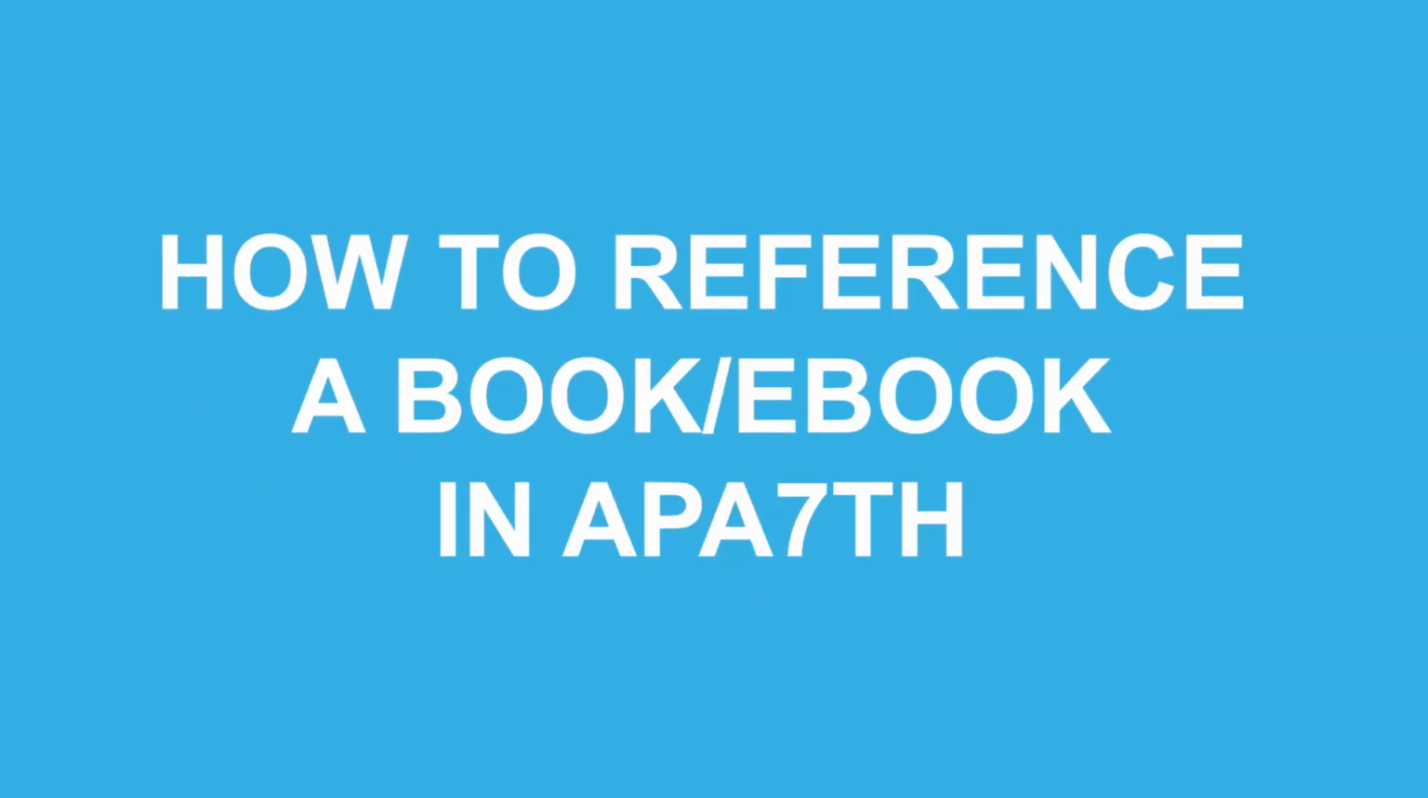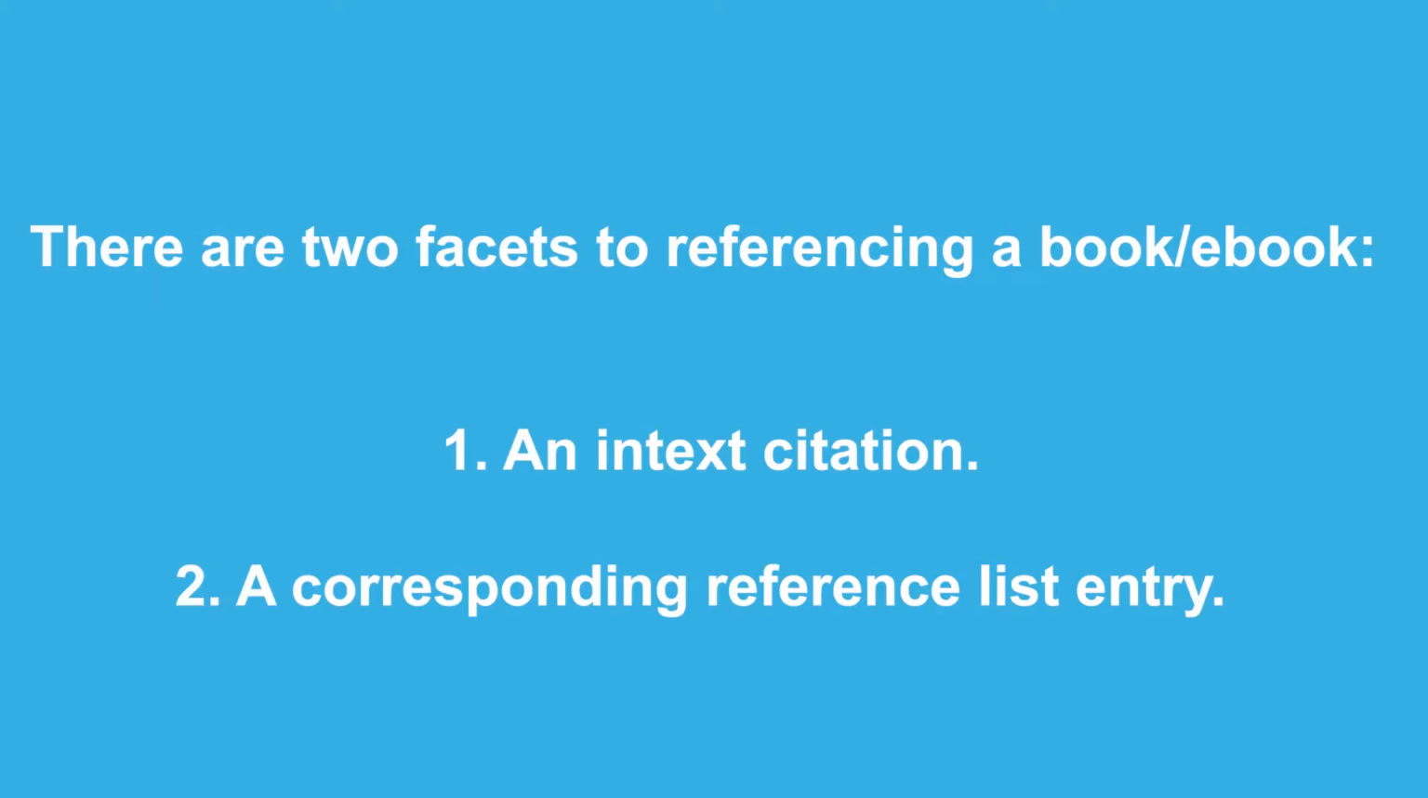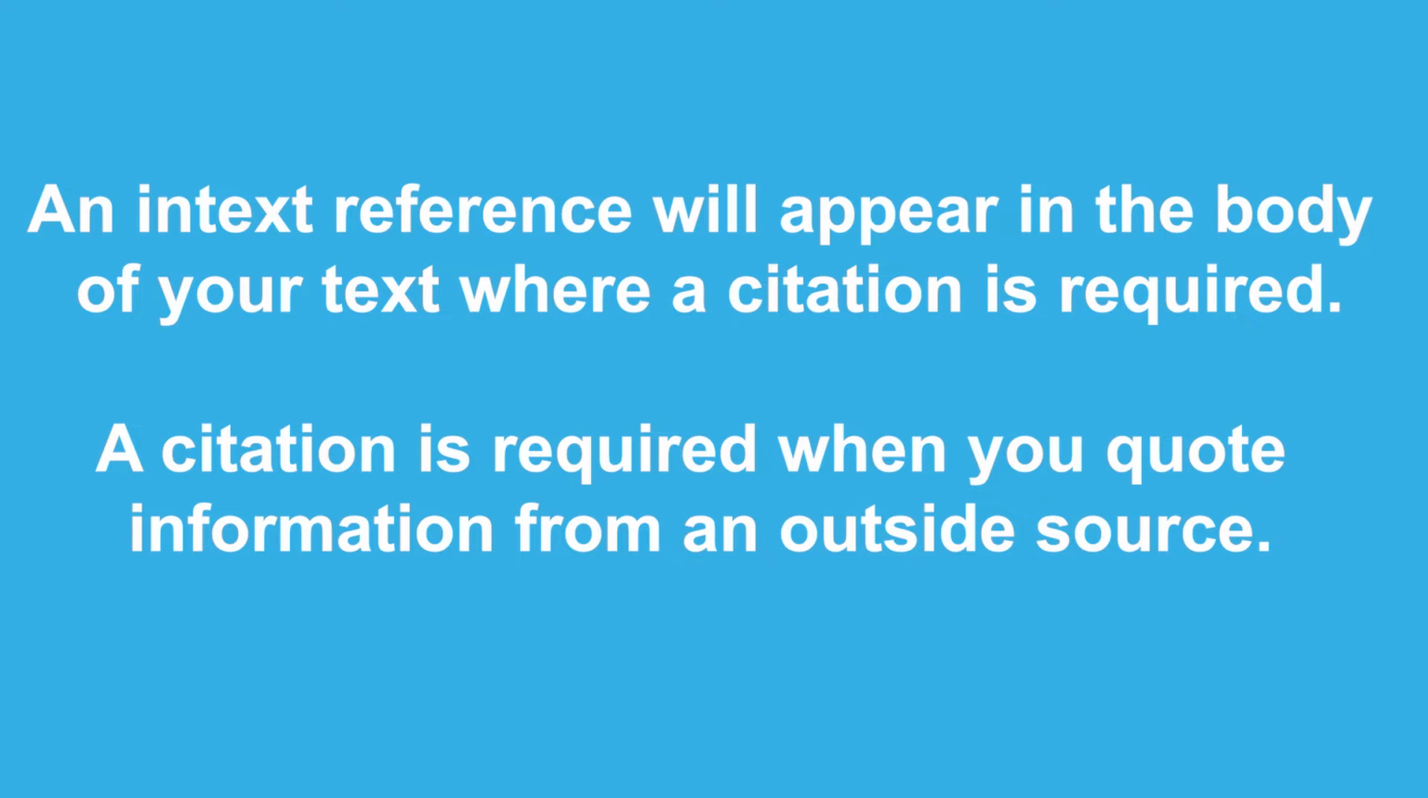In this video, we'll look at how to reference a book or ebook in APA7th style. There are two main facets to referencing a book or an ebook. One, an in-text citation, and two, a corresponding reference list entry. An in-text reference will appear in the body of your text, where a citation is required. A citation is required when you quote information from an outside source.